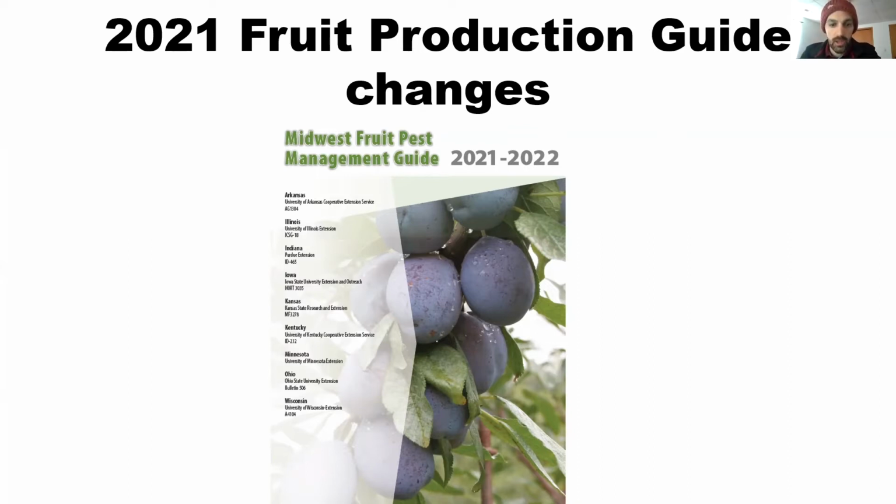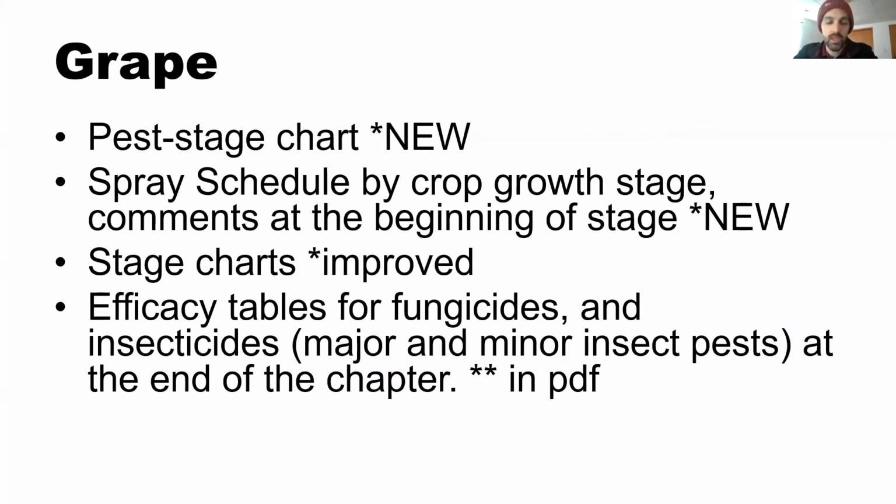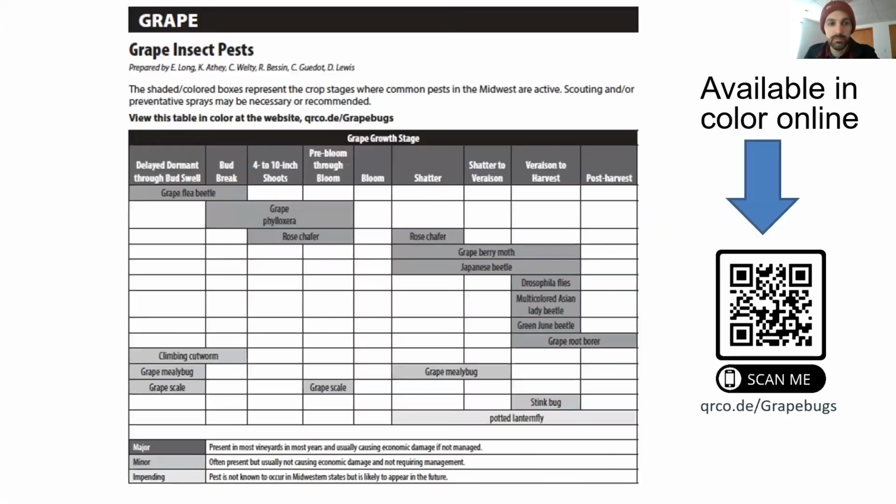Within the guide, you'll see that we've created a new pest stage chart at the beginning of the table for our insect pests. We have updated spray schedules by crop growth stage, lots of new changes there. The charts have all been updated with new efficacy tables that include all the insects and fungicides at the end of the chapters. So, taking a look at what this information is.